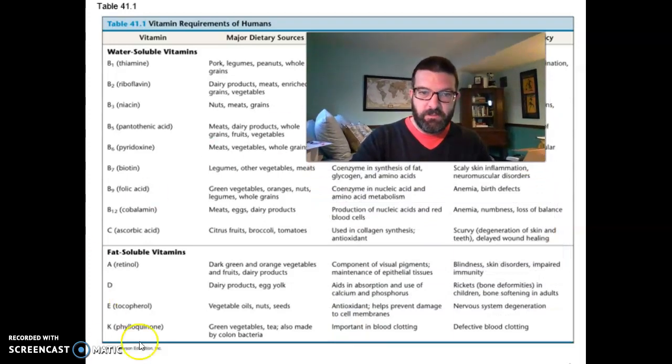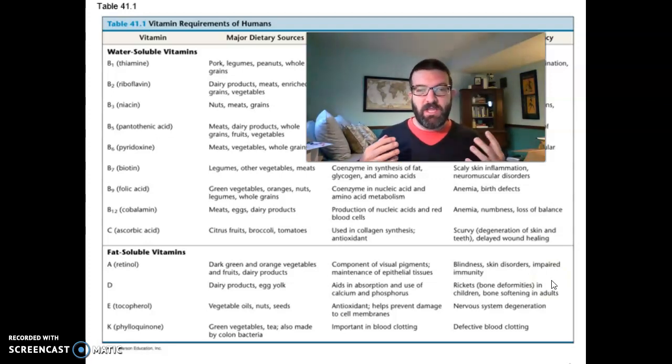Fat-soluble vitamins, like A, D, E, and K, you need fats to absorb them, but they also can stay locked in your fat deposits in your adipose tissue for long periods of time. And so as you burn that fat, it also releases those vitamins. So it takes longer to get them out of your body. But vitamin D, for instance, vitamin D is necessary to absorb calcium.